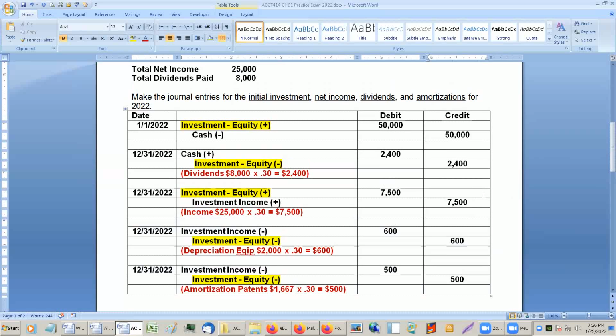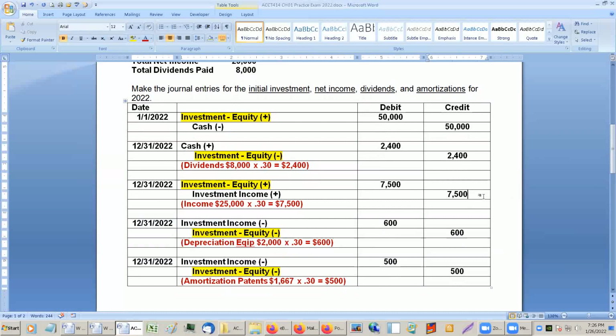I have a question for the investment income. Why, for both the depreciation and the amortization, why is it minus? Is it not, because these are like additional expenses?